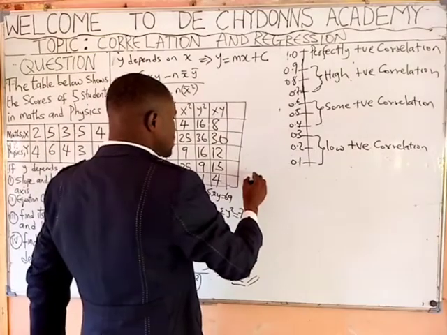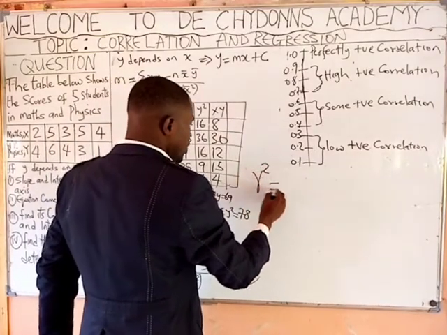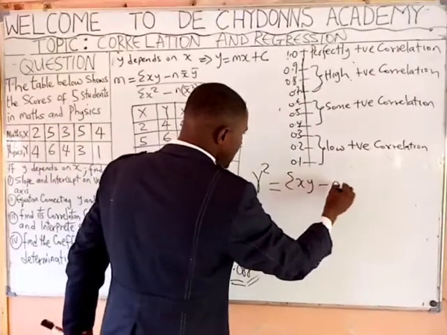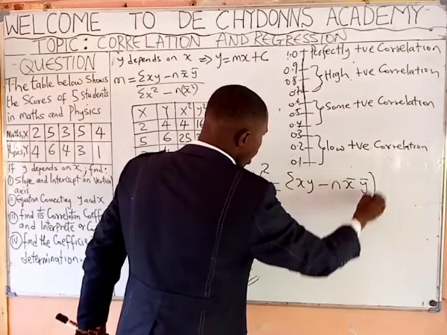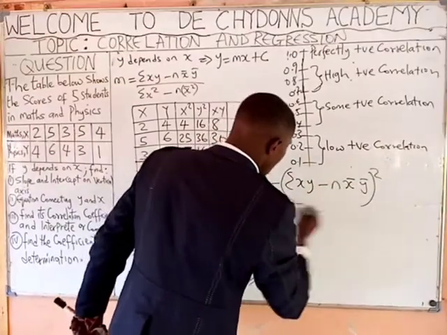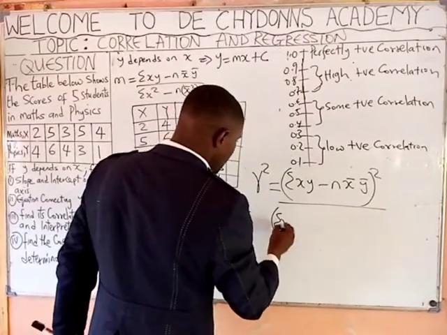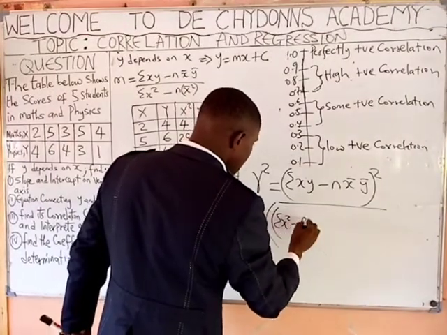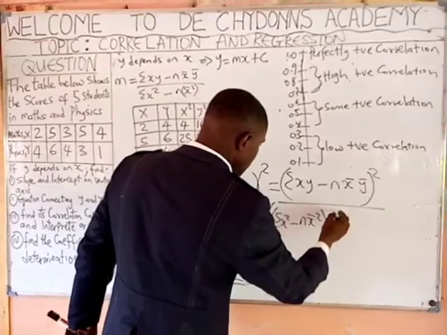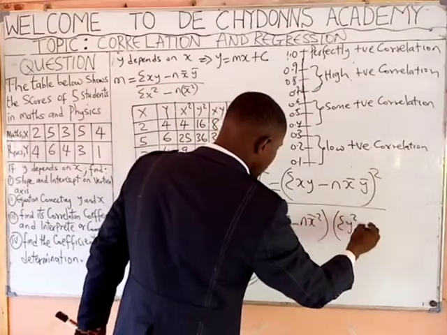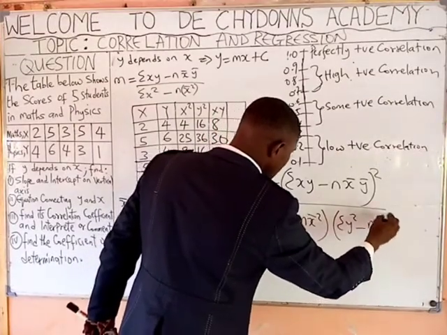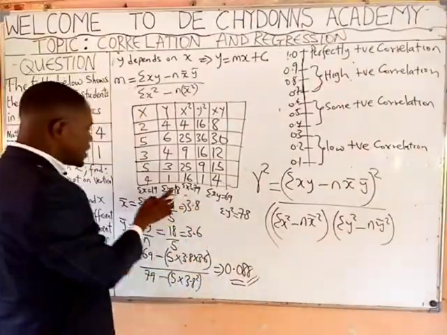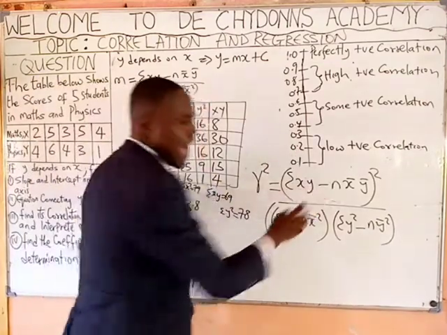Then, the coefficient of determination R squared is equal to summation of xy minus n, mean of x, mean of y, all squared, all over summation of x squared minus n, mean of x squared, bracket summation of y squared minus n, mean of y squared. Then all you just need is to carry these parameters we have, put it here, and use a good calculator to compute it.